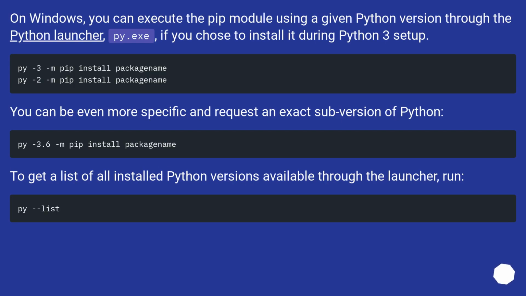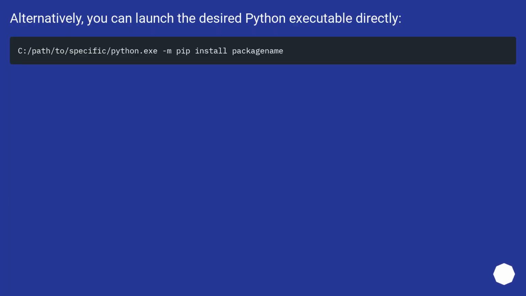On Windows, you can execute the pip module using a given Python version through the Python launcher, py -X.Y, if you chose to install it during Python 3 setup. You can be even more specific and request an exact subversion of Python. To get a list of all installed Python versions available through the launcher, run the following. Alternatively, you can launch the desired Python executable directly.